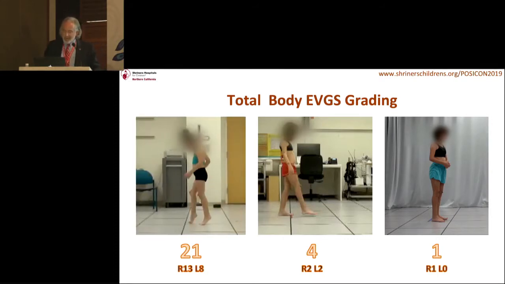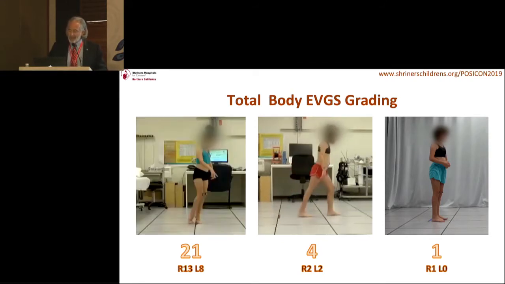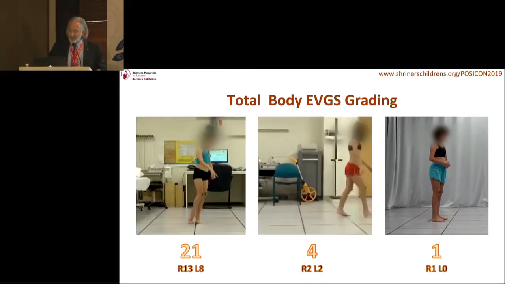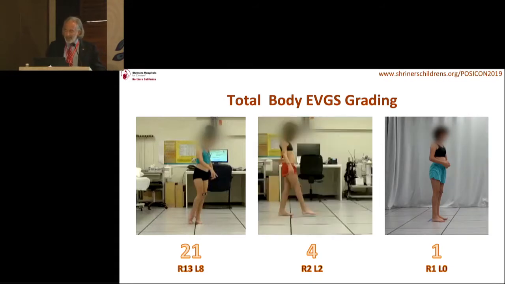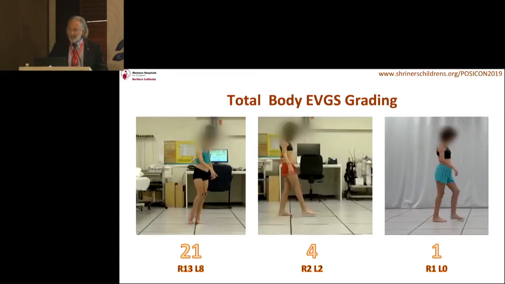Following surgery, 1 year out, her score is improved to 4, but we still have deviations on both sides. And finally, at 2 years, the score is down to 1 with minimal residual deviations.